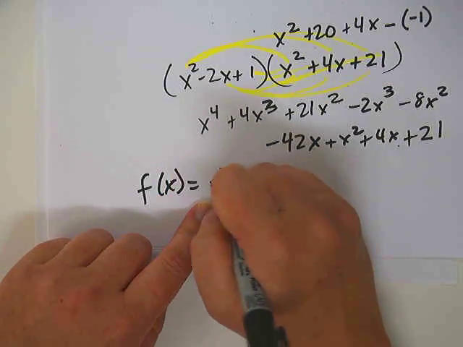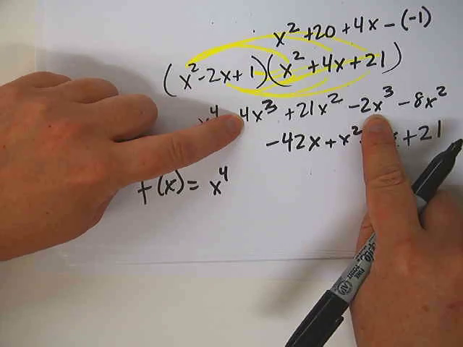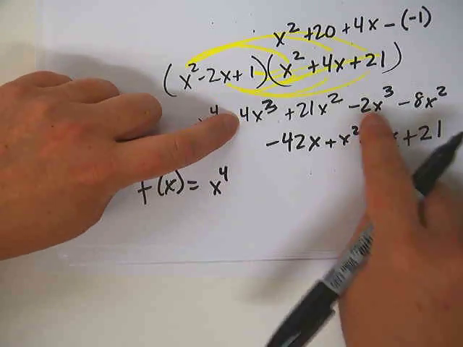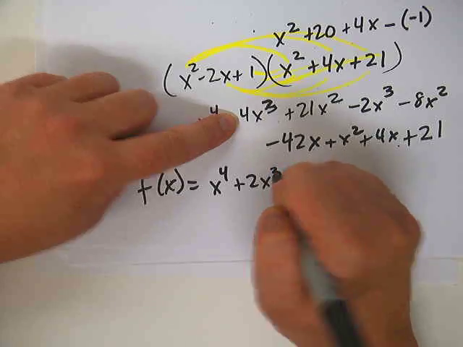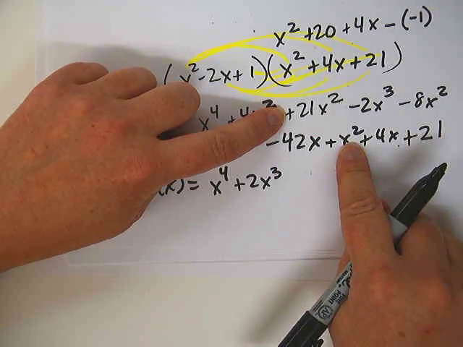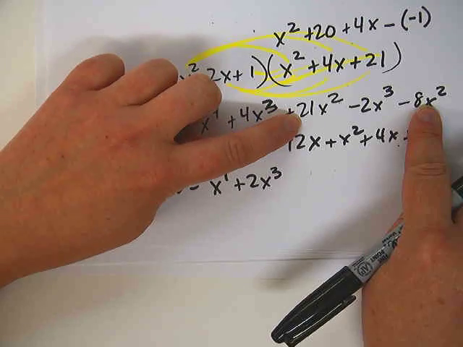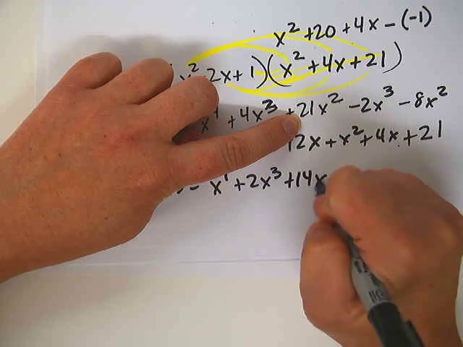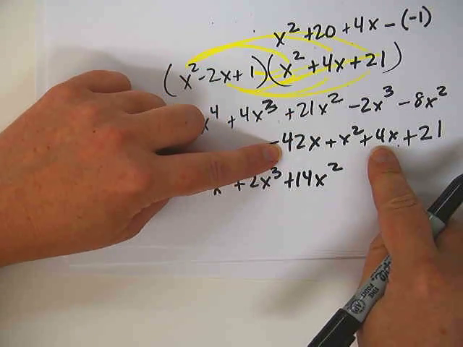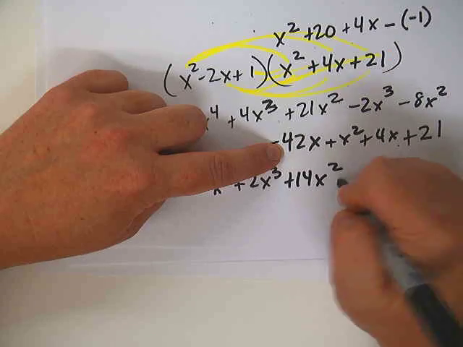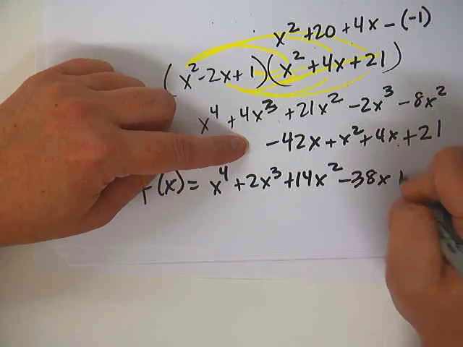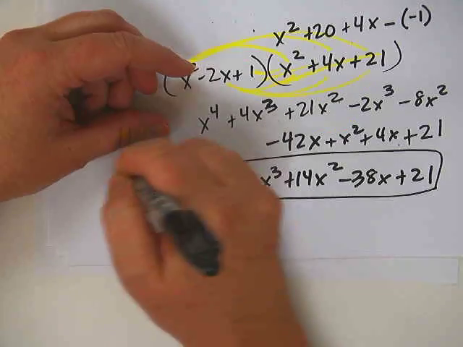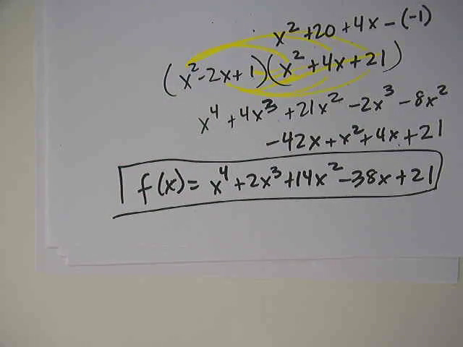Plus 21. Then we combine like terms, and we get our final answer. f of x equals x to the 4th. And then we have a 4x cubed and a negative 2x cubed, I meant. So plus 2x cubed. We have a 21x squared and another x squared here and a negative 8x squared. So 21 minus 8 is 13. Plus 1 is 14. It's really easy to make mistakes when you're combining like terms. Negative 42x plus 4x is a negative 38x. And then last but not least, 21.